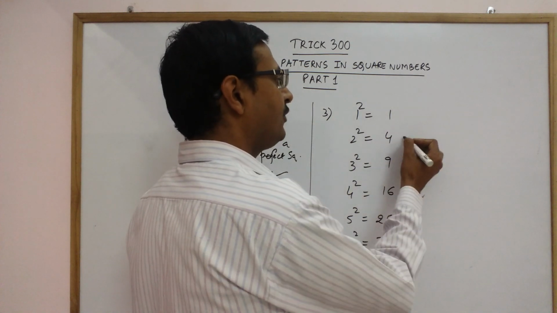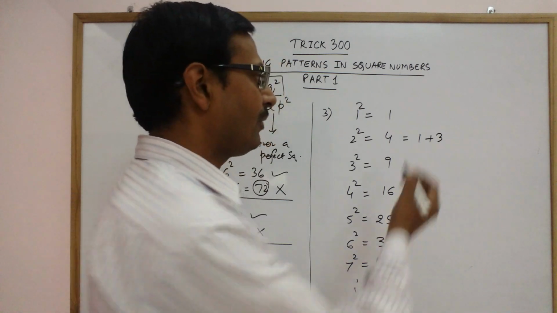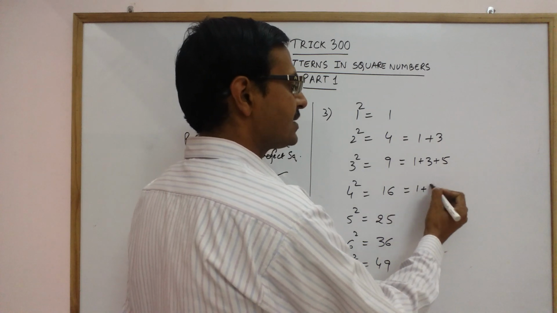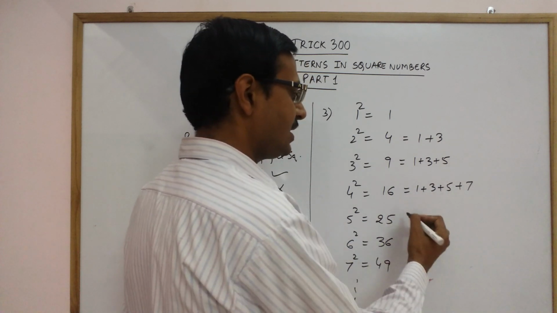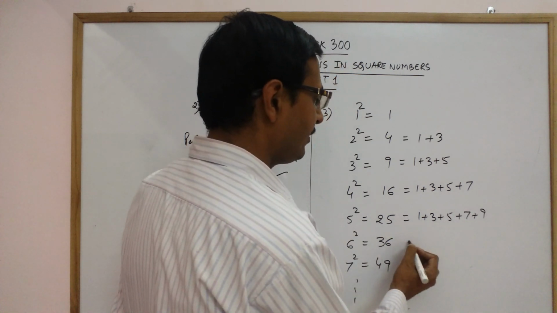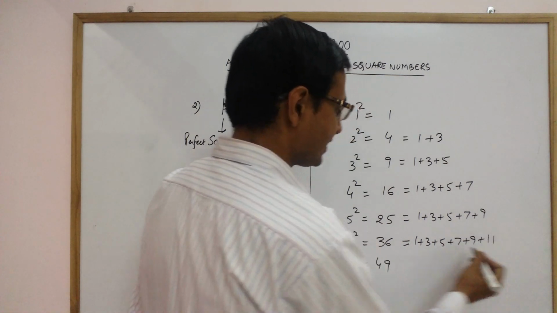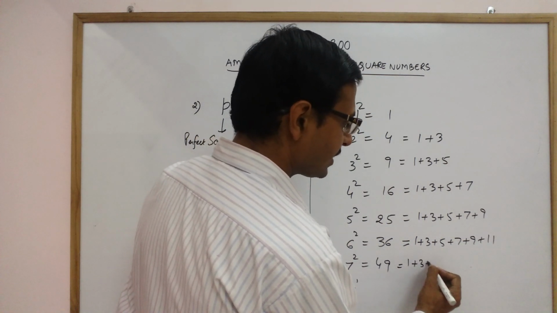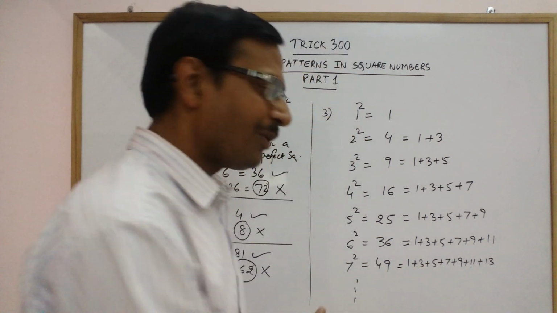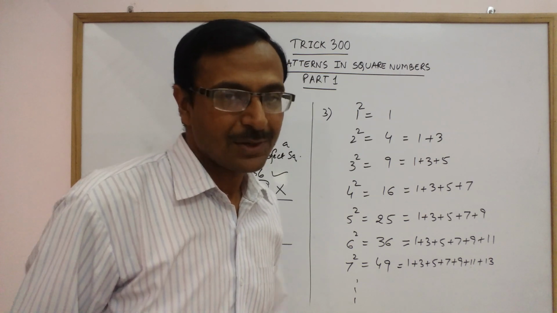See, 4 is 1 plus 3. I am adding odd numbers. 1 plus 3 is 4, 1 plus 3 plus 5 is 9, 1 plus 3 plus 5 plus 7 is 16, 1 plus 3 plus 5 plus 7 plus 9 is 25, 1 plus 3 plus 5 plus 7 plus 9 plus 11 is 36. Similarly, 1 plus 3 plus 5 plus 7 plus 9 plus 11 plus 13 is 49. So this is one of the very interesting properties of square numbers.